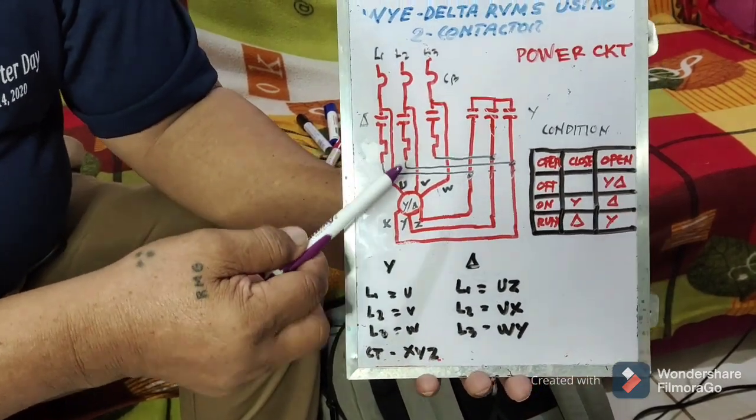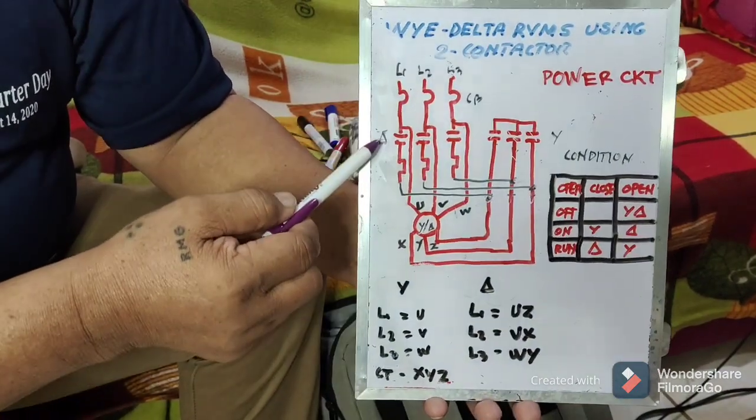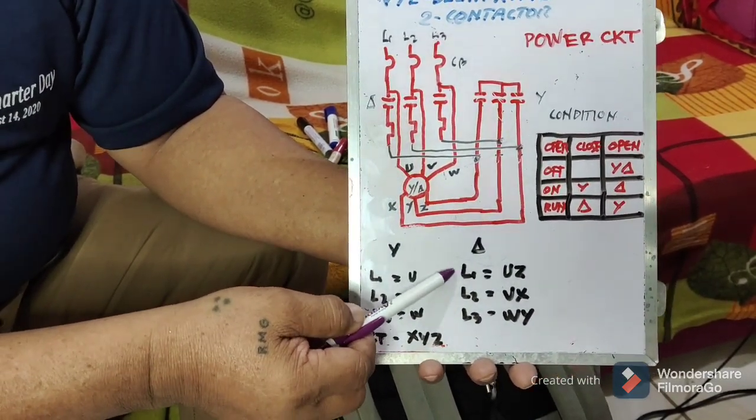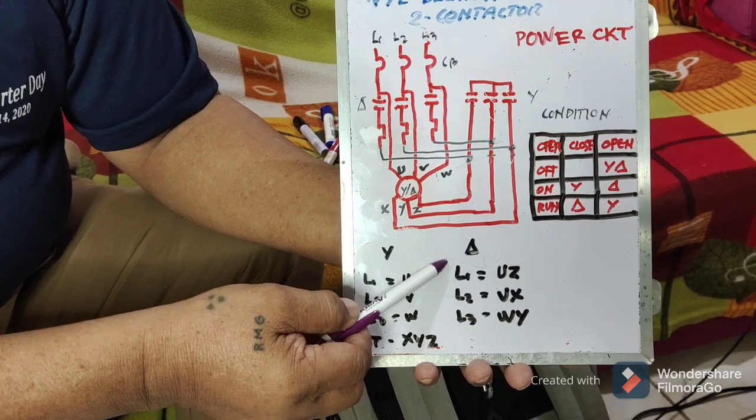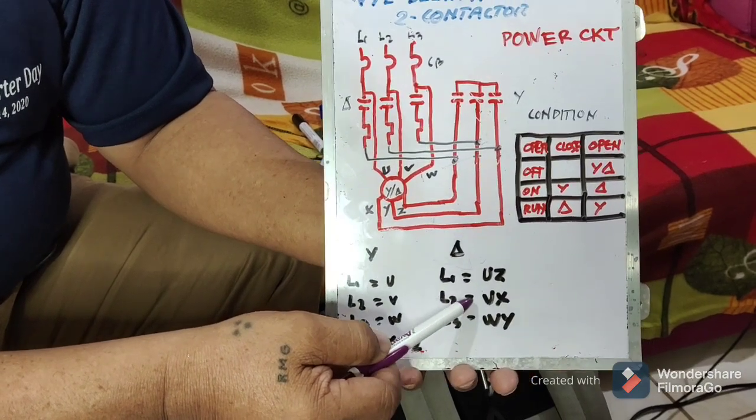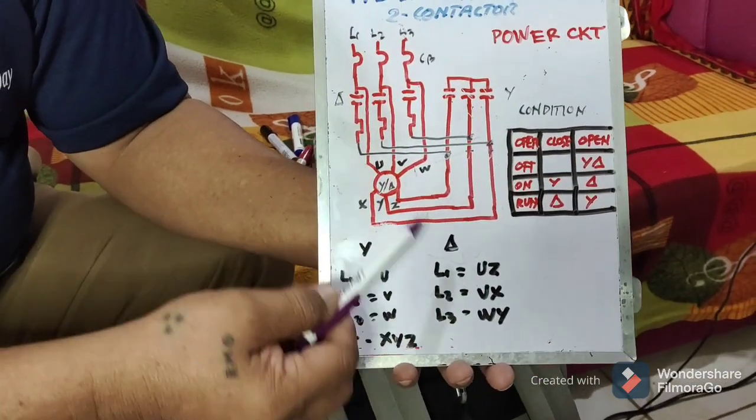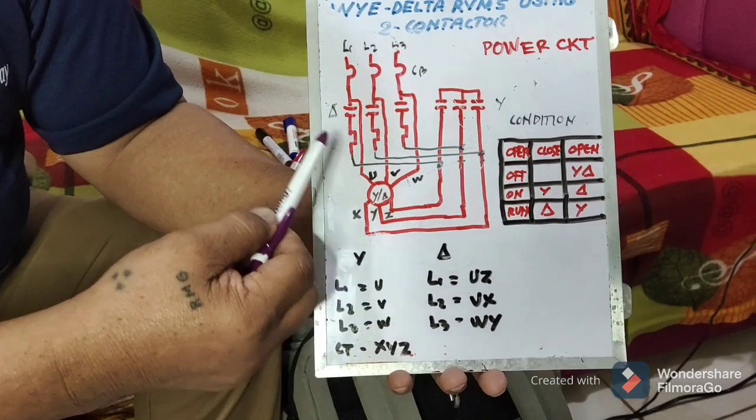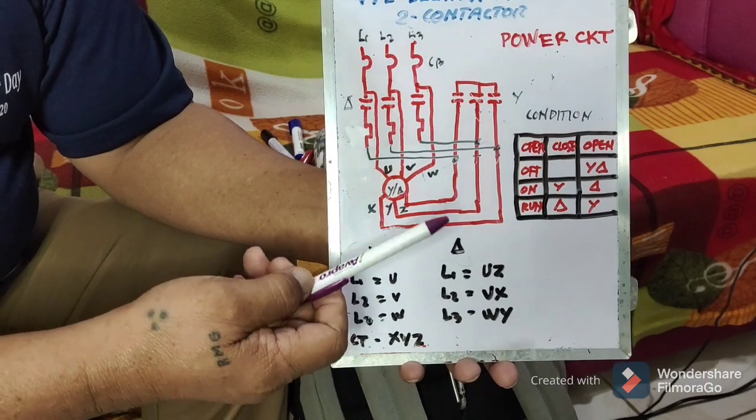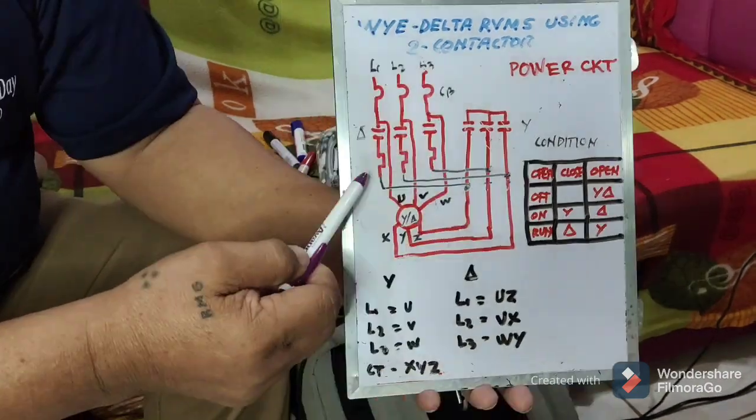Now, after a few seconds, of course, this will be open. Okay? This will be open and the delta will close. Now, when it is already delta, line 1 and the terminals U and Z connect together. Line 2, V and X connect together. And then line 3, W and Y connect together. Then the delta is now running, the motor is now running in delta connection. Okay? So, be careful of the lines here.